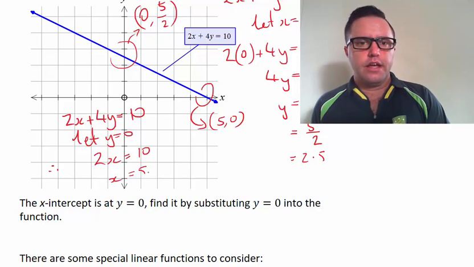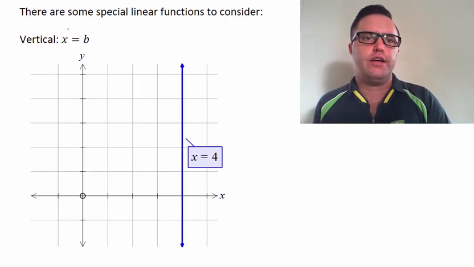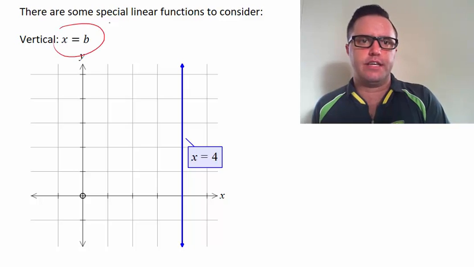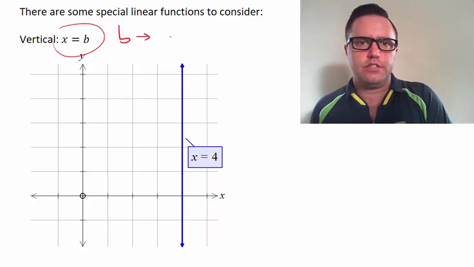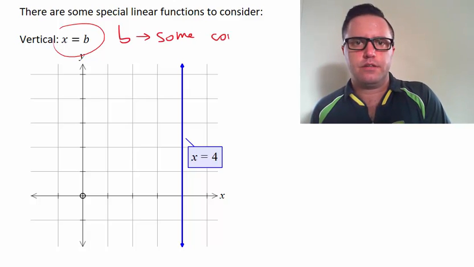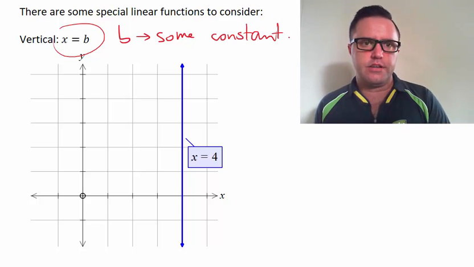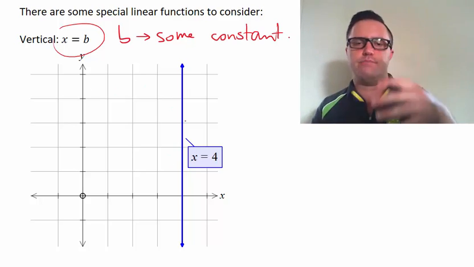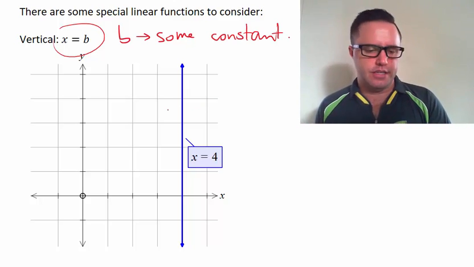Now there are some special linear functions we need to be able to consider. There is a vertical one, which is simply in the form x equals b, where b is just some constant. It doesn't have to be an integer, it can be any number at all. So for every point, x is equal to 4, and y is equal to every possible other option, but x is always going to be equal to 4, and so we end up with a vertical line like this.